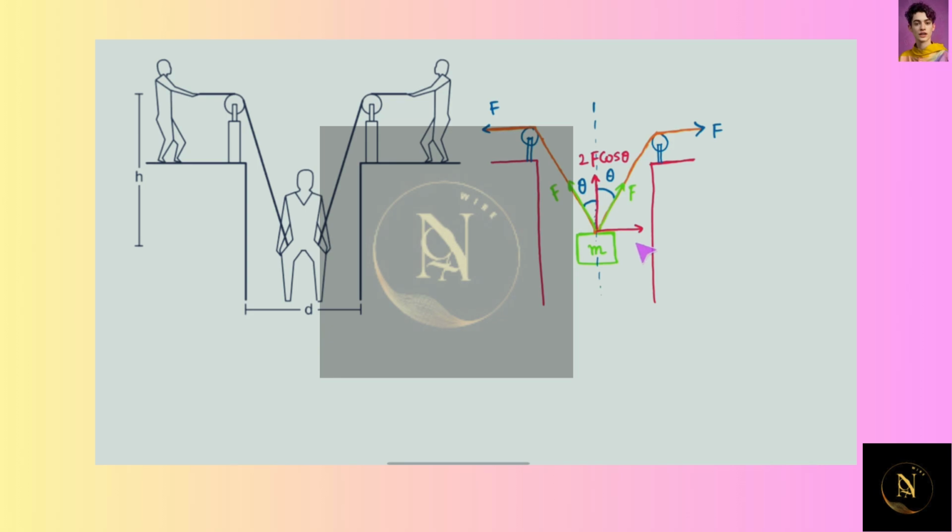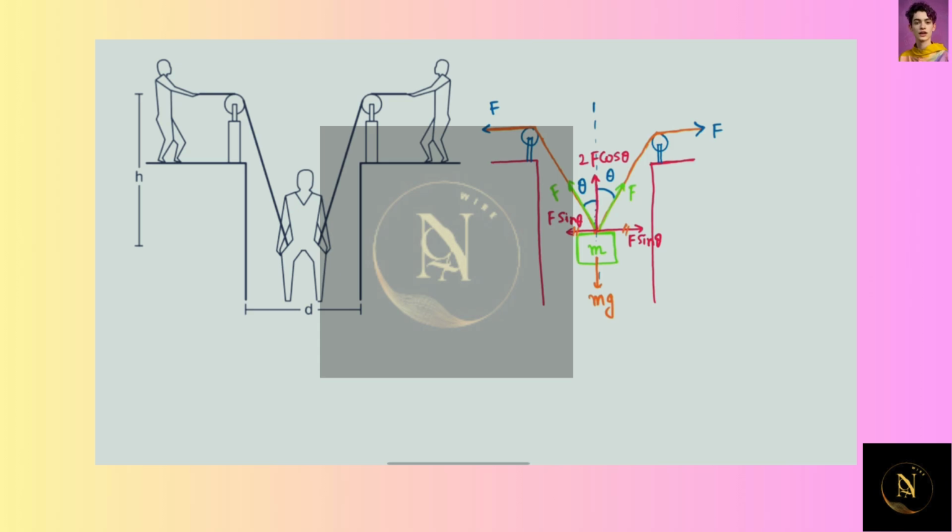Their horizontal components: for the right side string it will be in this direction, F sin theta, and for the left side string again in this direction, F sin theta. Since the two horizontal components are in opposite directions, they cancel each other. So on the block the net force in the upward direction is 2F cos theta, and one more force acts on the block in the vertical downward direction, that is mg.